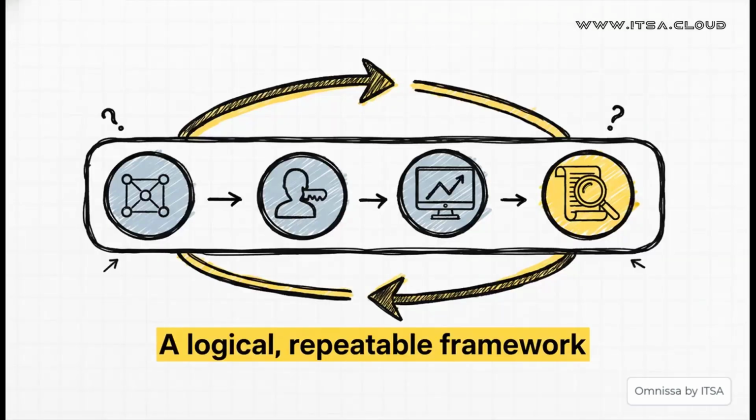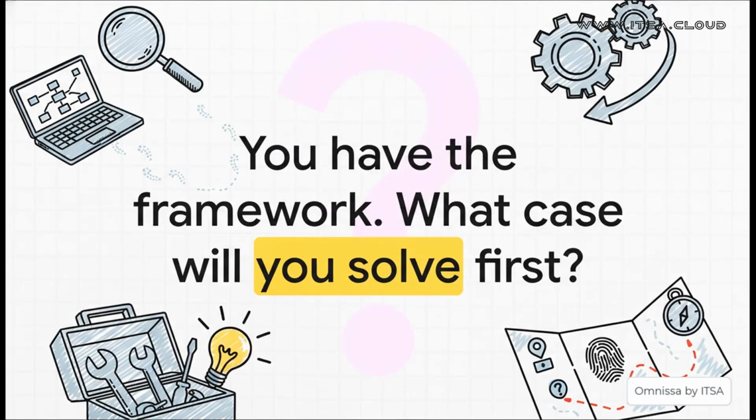And there you have it. You're no longer just reacting. From the network perimeter to user identity to in-session performance and finally to the deep evidence in the logs, you now have a logical, repeatable framework for solving any Horizon issue that comes your way. The investigation is now in your hands. You have the tools, you have the method, and you know where to look for the clues. The only question left is, what case will you solve first?